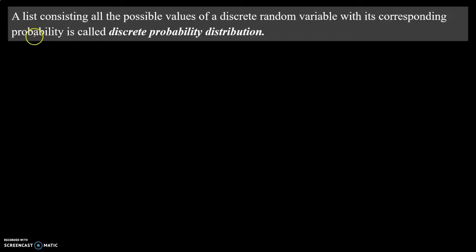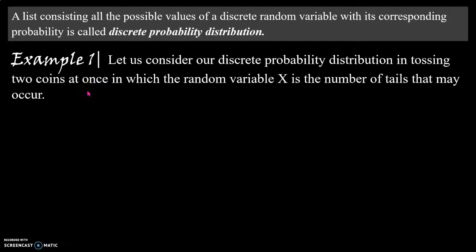Today, let's talk about the mean of a discrete random variable. As a review, a list consisting of all possible values of a discrete random variable with its corresponding probability is called a discrete probability distribution. Now let's have our example. Let us consider our discrete probability distribution in tossing two coins at once, in which the random variable x is the number of tails that may occur.